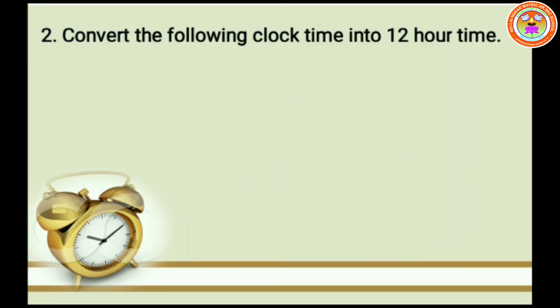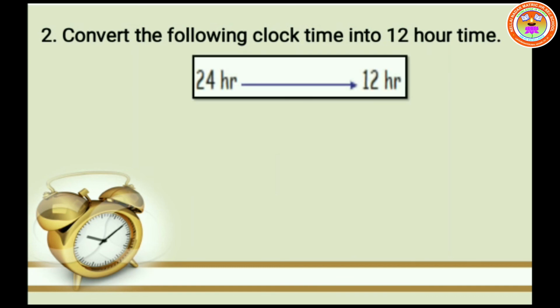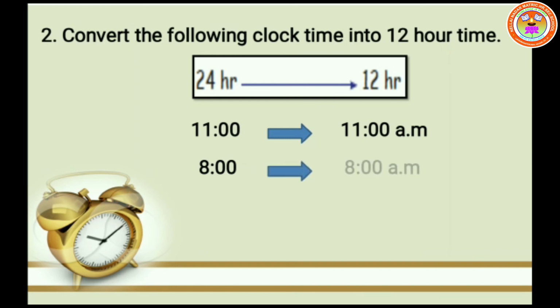Second one, convert the following clock time into 12-hour time. 24-hour, 12-hour. 11:00. That is 11 a.m. 8:00. That is 8 a.m. 12:28. That is 12:28 p.m.